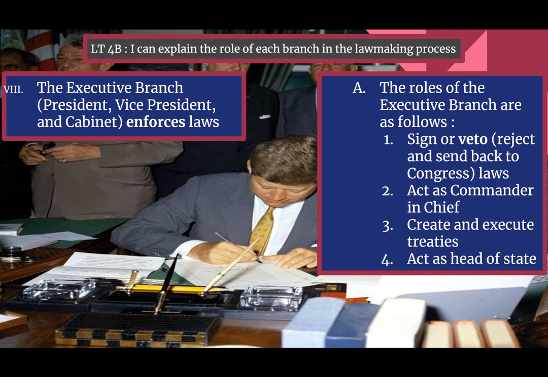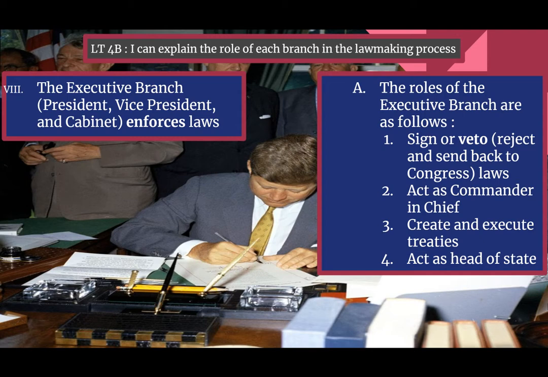The executive branch also creates and executes treaties. So if there's a treaty between nations, like we see with NATO or the USMCA, the president's role is to create and execute these treaties. Congress has to approve them. We'll talk about that later. But the president's role is to create these treaties.